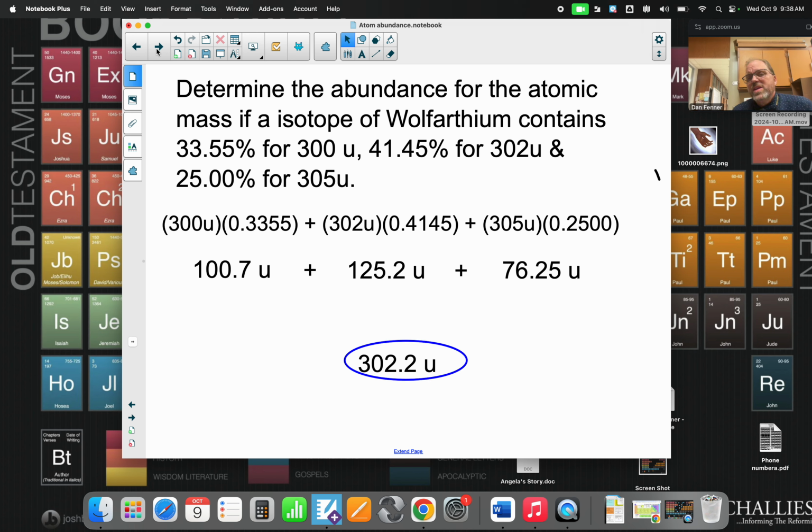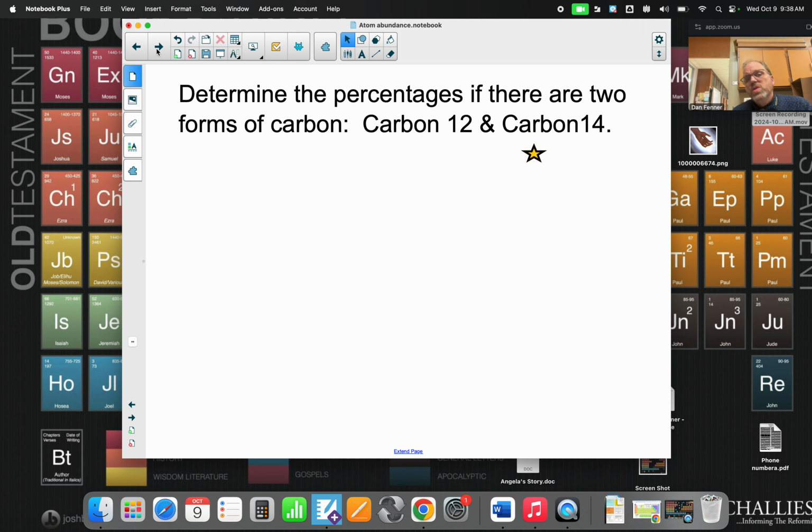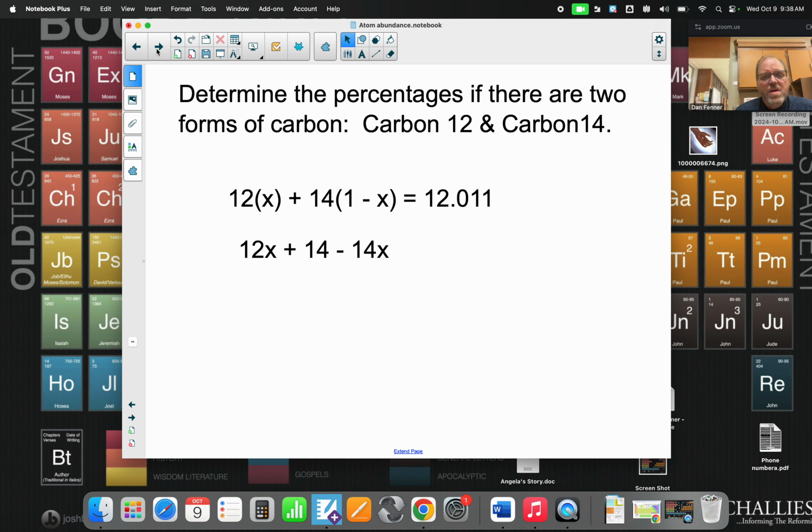There we go. Let's try one more the opposite way this time. Let's do carbon 14. So let's say there's only those 2 isotopes. So we take 12X plus 14 times 1 minus X. That's equal to 12.011. Multiplying through, we get 12X plus 14 minus 14X is 12.011. Combining like terms, I have 12X and minus 14X. It's going to get 14 minus 2X is 12.011.